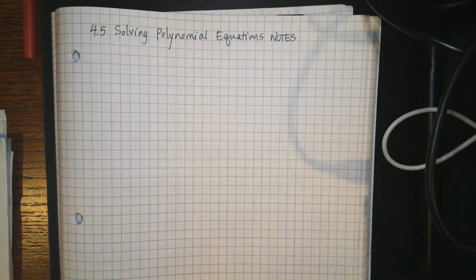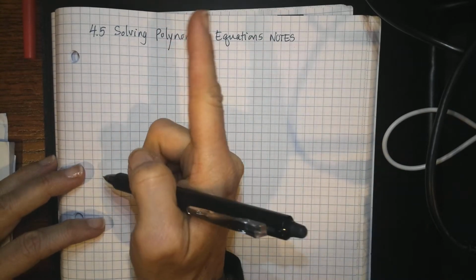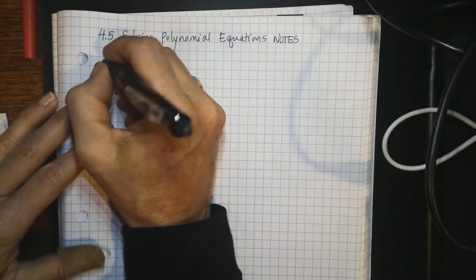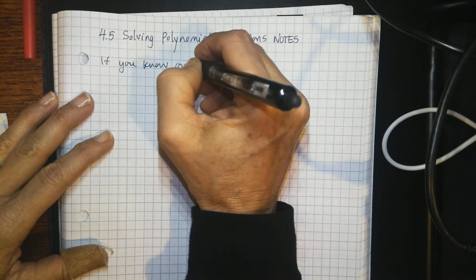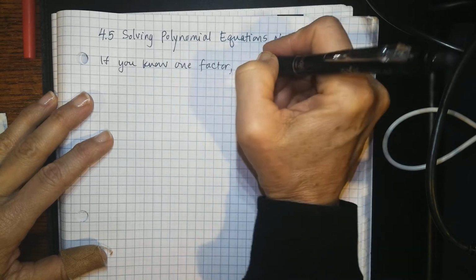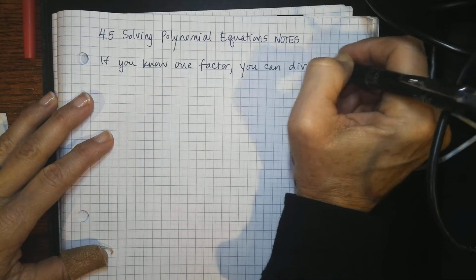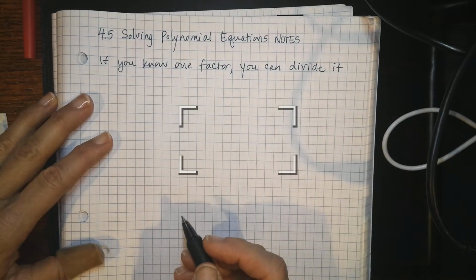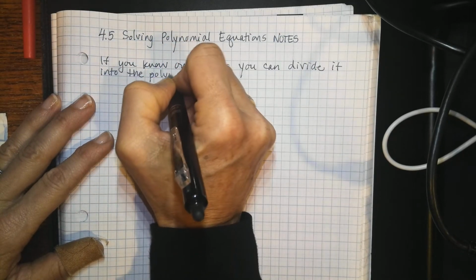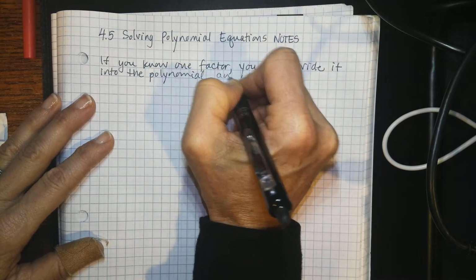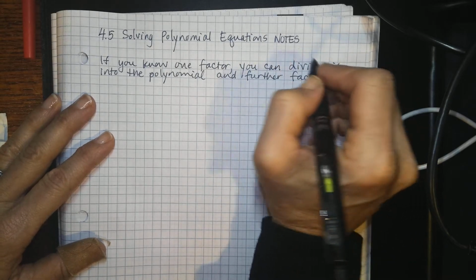You should be able to follow along with me, and I'm going to write a few things down. But basically, we've been factoring polynomials. So there's really only one more step, okay? If you know one factor of a polynomial, then what you're going to do is divide the larger polynomial. You can divide it into the polynomial, and you're going to then further factor that smaller quotient.